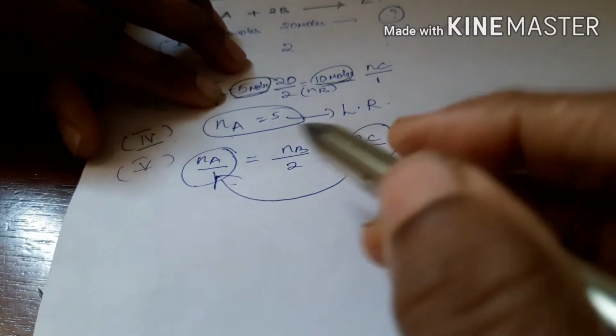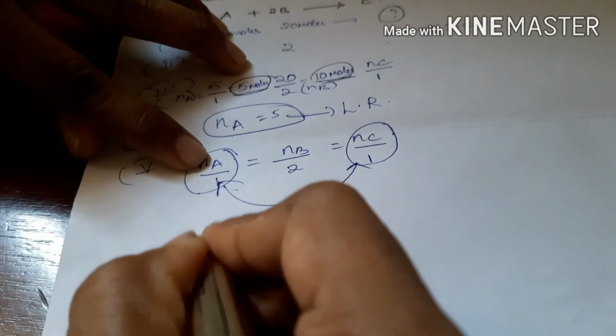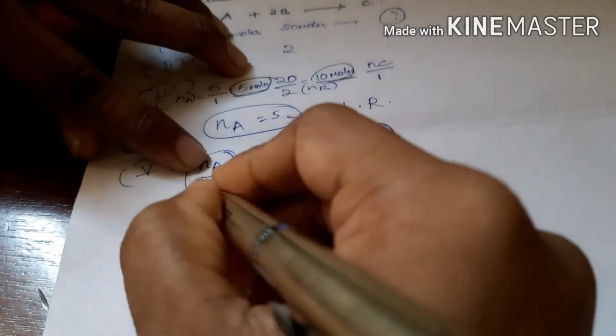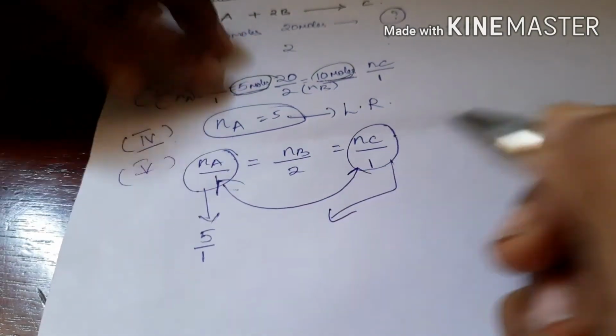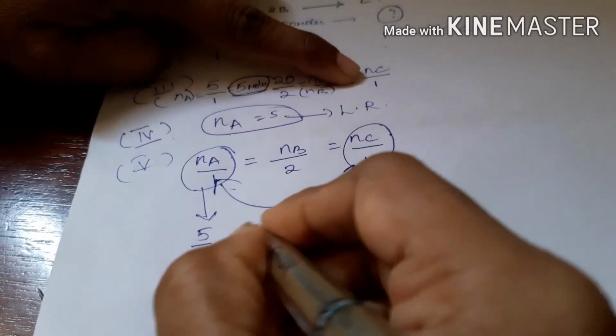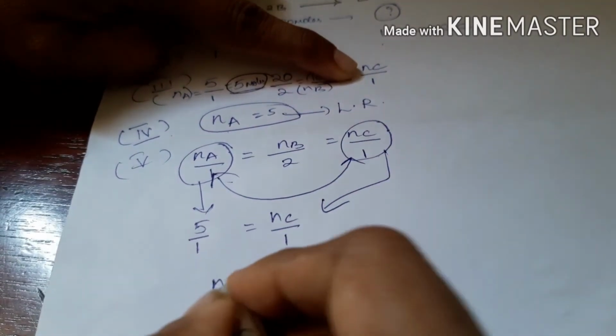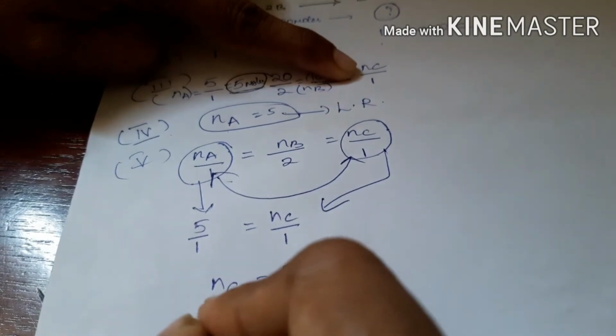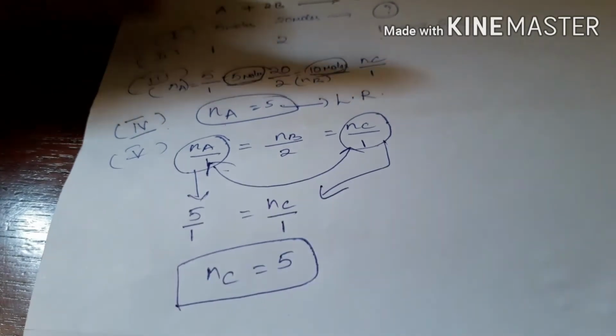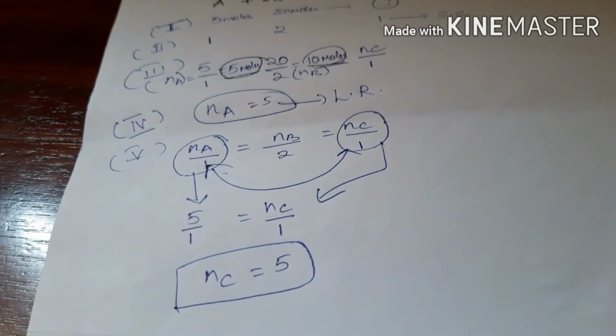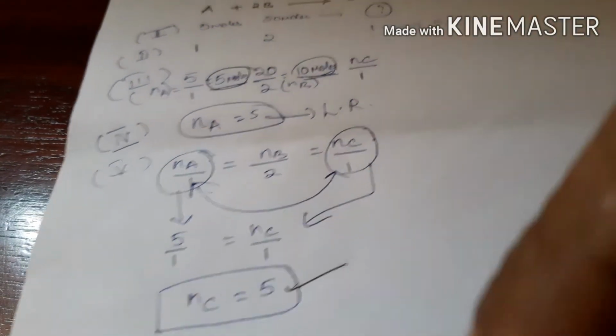Now we will see. Na is nothing but 5 by 1, and here Nc by 1. That means Nc is equal to 5. The number of moles of C is nothing but 5. Here the answer was got by using these tricks.